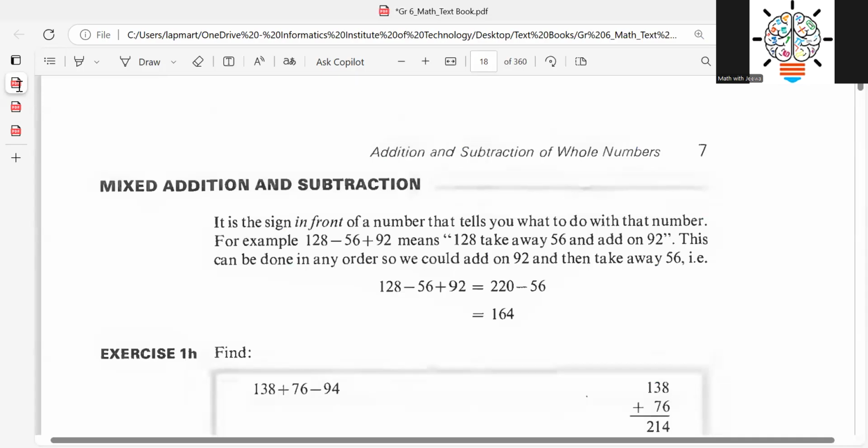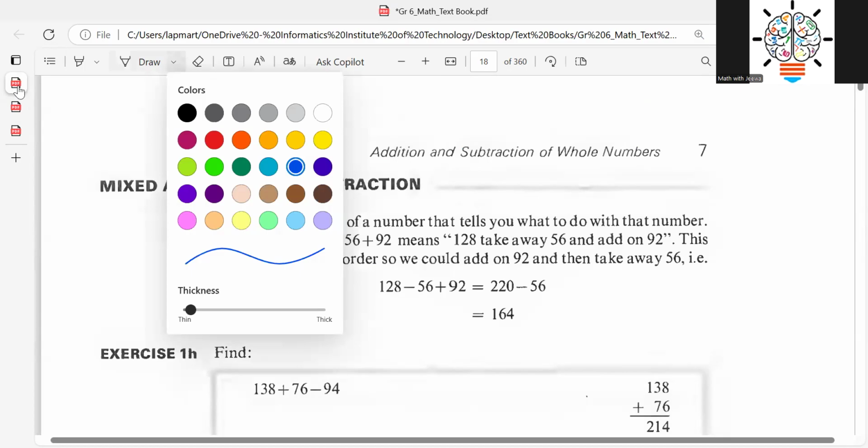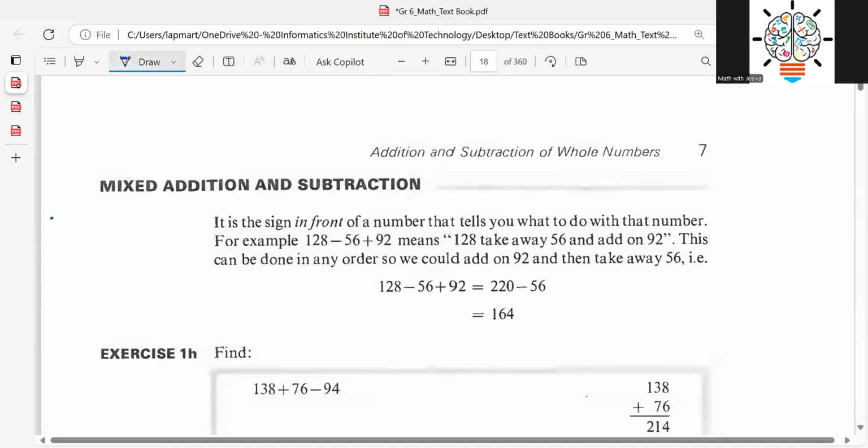So you want to keep this in your mind. It is the sign in front of a number that tells you what to do with that number. Right? This is the first statement you want to write in your theory book under the subtopic. So you write it in pink color. It is the sign in front of a number that tells you what to do with that number.